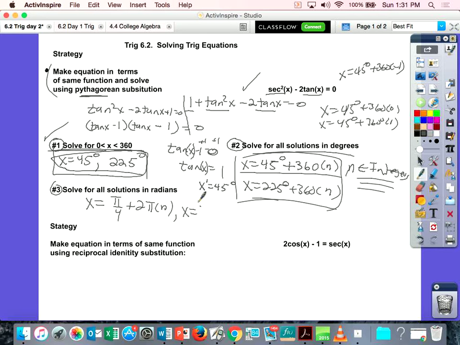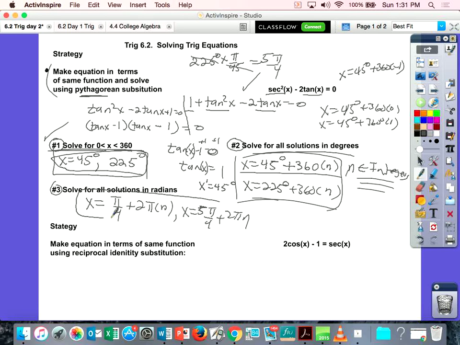And 225 is 5 pi over 4s. It's 5 45s. If you needed to make the conversion, 225 times pi over 45, you'd have to think about how many 45s are in 225, and that would be a total of 5. So this is equivalent to 5 pi over 4. So 5 pi over 4 plus 2 pi n.